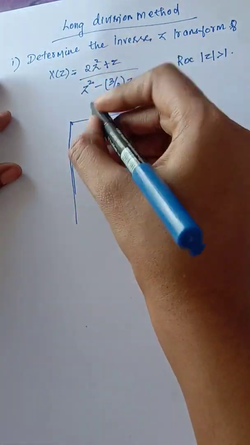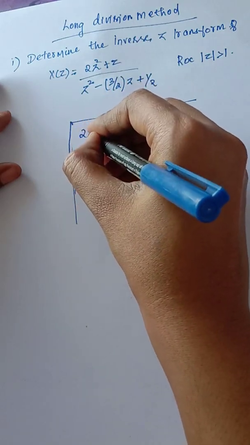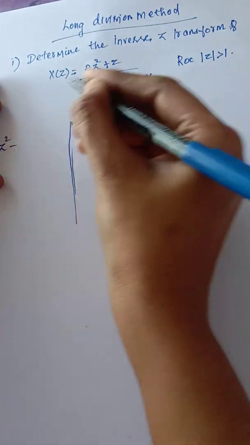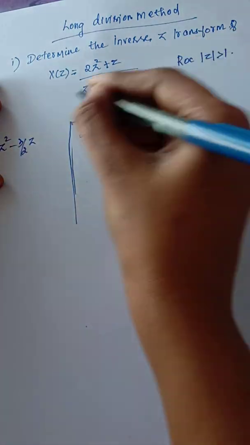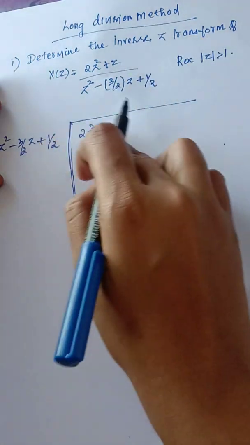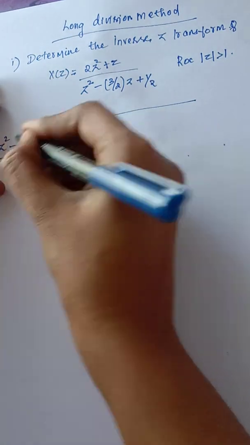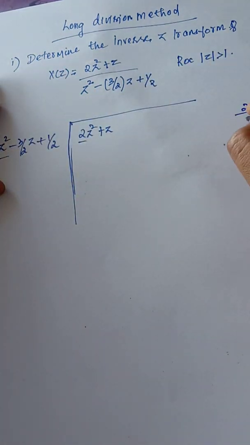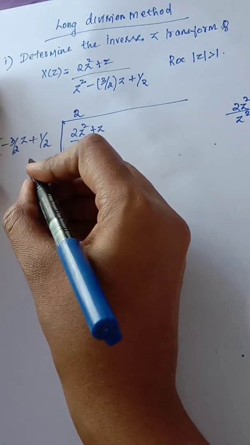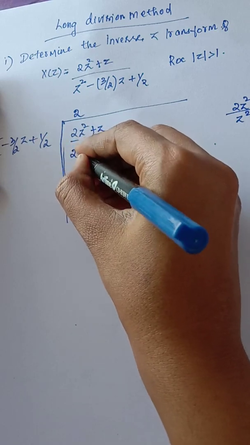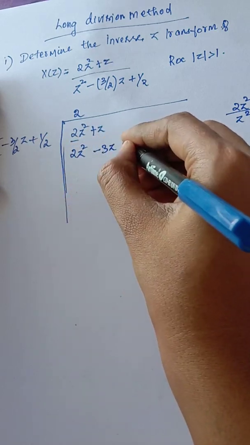Okay, so here you need to write down the numerator, 2z square plus z. The next one, you have to write z square minus 3 by 2z plus 1 by 2. Now what we need to do is divide the first two values, 2z square divided by z square. So what you will get is 2. So now put 2 here. Now multiply this coefficient with these terms, so you will get 2z square minus 3z plus 1.